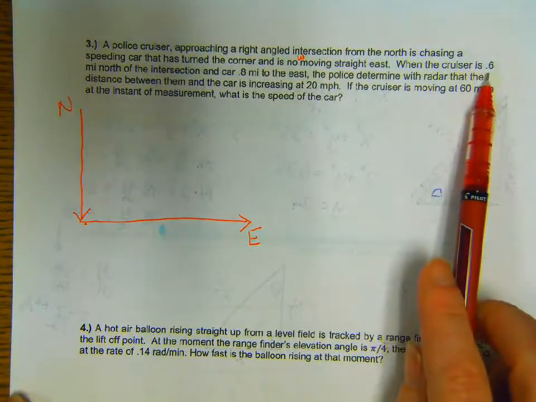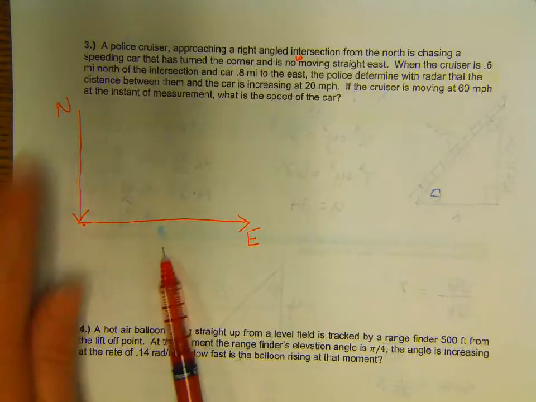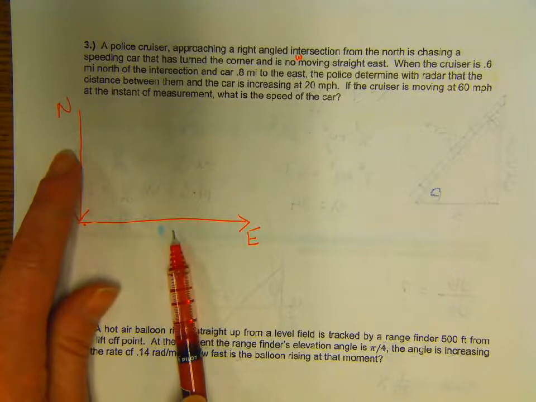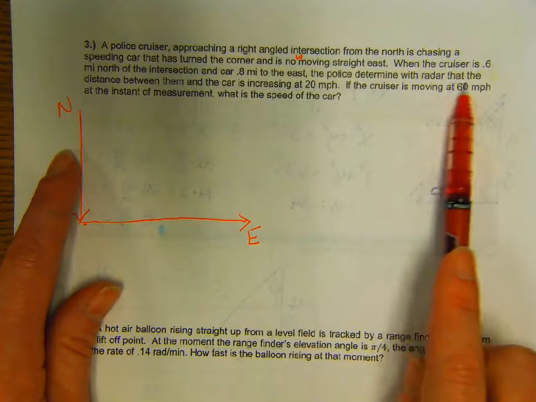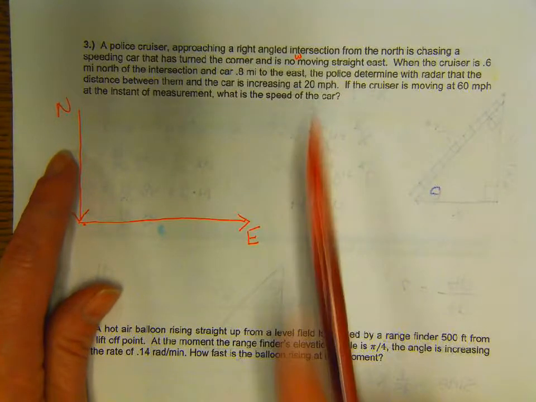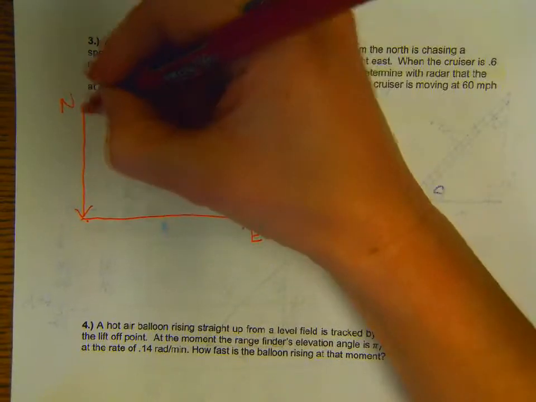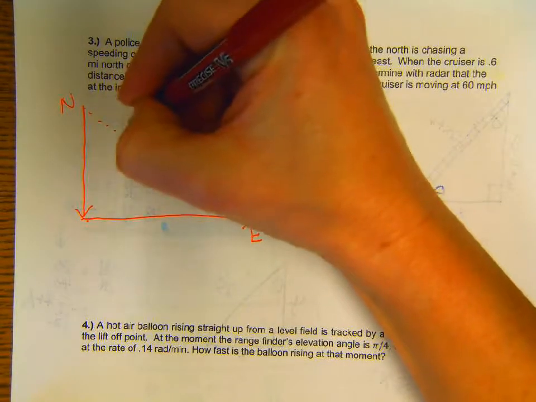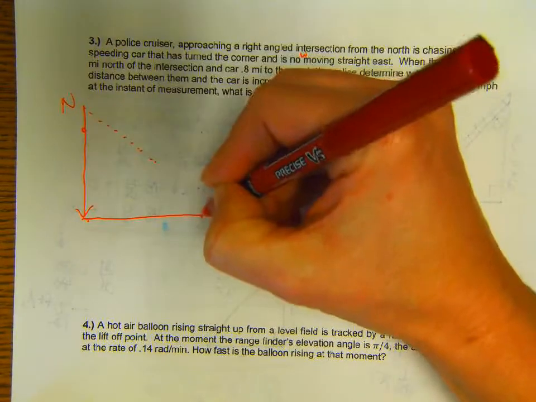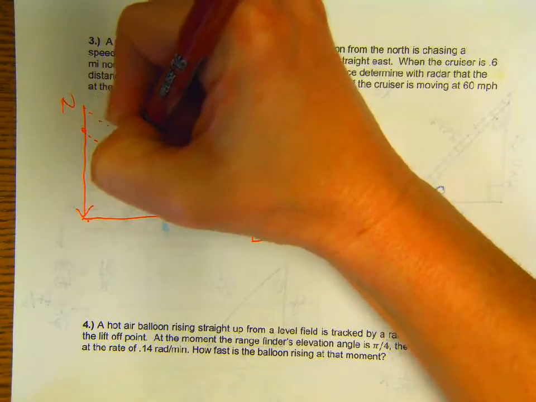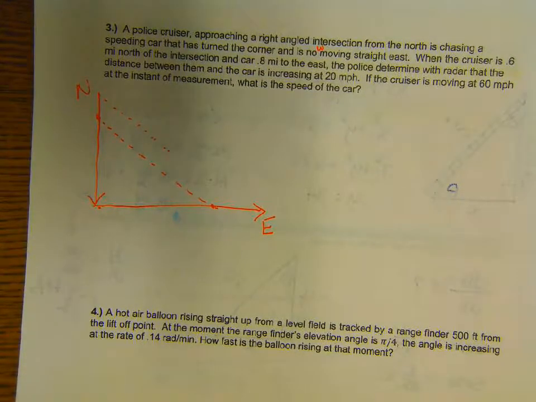When the cruiser is 0.6 miles north of the intersection, and a car is 0.8 miles to the east, the police determine by radar that the distance between them is increasing at a rate of 20 miles per hour. The distance is going to change, all of these are going to change, right? But let's say the car is here and here. Isn't the shortest distance between them that line right there? So what we have is a triangle here.